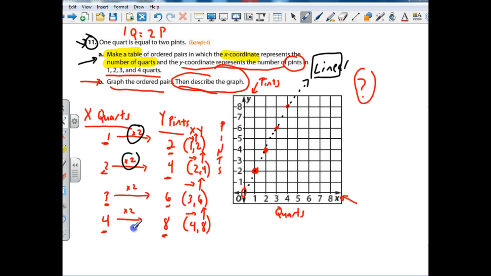That's a little bit advanced for where we are. The main thing right now is that you could make this table, plot those points, and guess what? Everybody's happy.